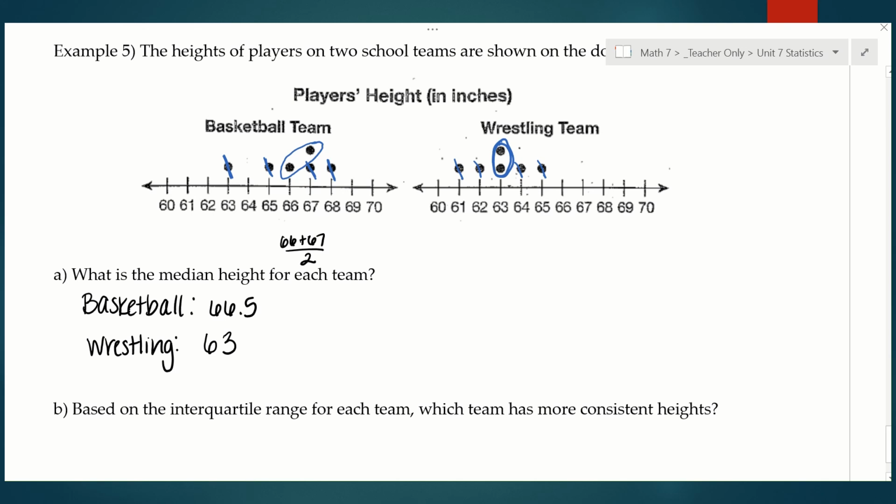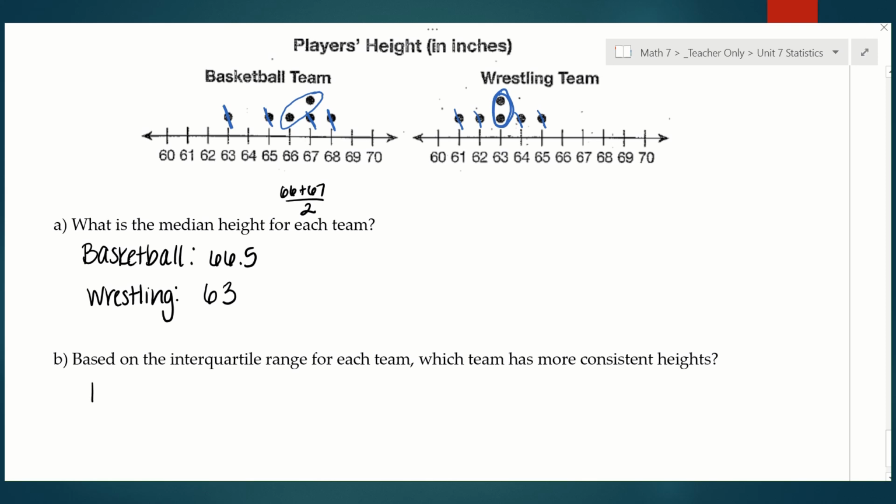Okay, last question. Based on the interquartile range for each team, which team has more consistent heights? Okay, so there's that consistency question again. So we're looking for which team has the smaller interquartile range. That means that the heights are more consistent. Okay, so I'm just going to write this out. Basketball versus wrestling.